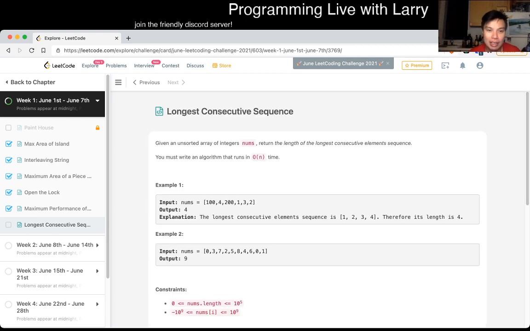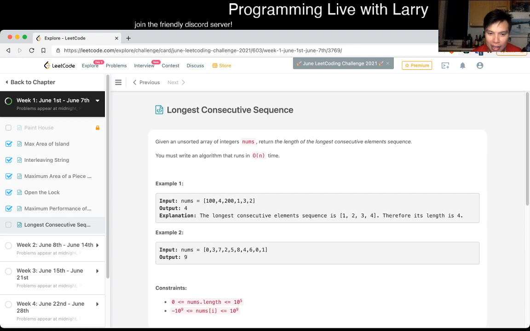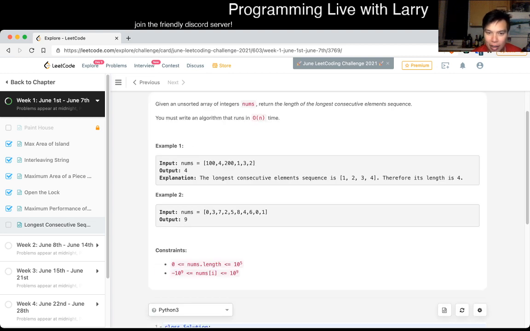So today's problem is the longest consecutive sequence. Given an unsorted array of integers nums, return the length of the longest consecutive element sequence. You must run an algorithm that runs in linear time. N is 10 to the 5th. The longest consecutive element sequence is 1, 2, 3, 4. Therefore, the length is 4.